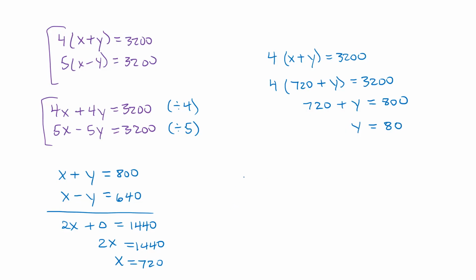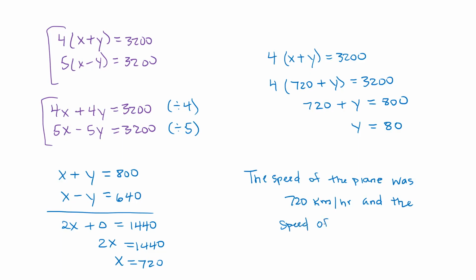Okay, so that means the speed of the plane was 720 kilometers per hour, and the speed of the wind was 80 kilometers per hour.